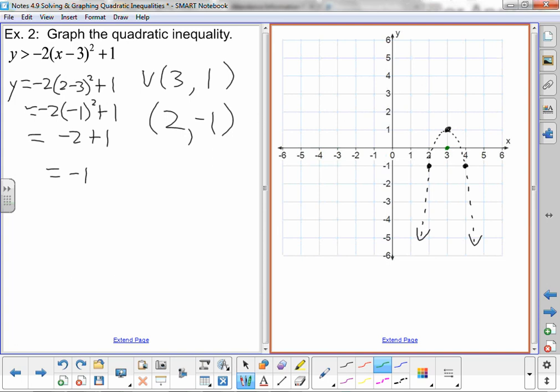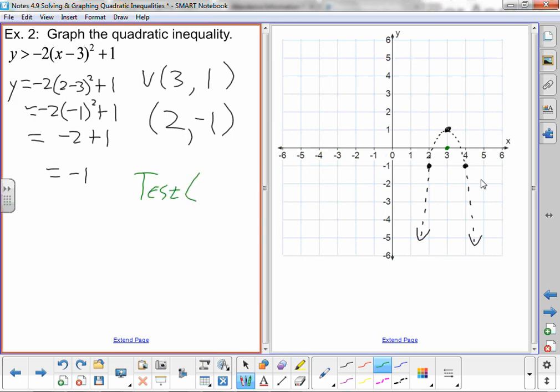So plugging that in, I'm going to test the point 3, 0. You'll end up with 0 is greater than negative 2 times (3 minus 3) squared plus 1. I pick that because 3 minus 3 is a 0. 0 squared is a 0, times negative 2 is a 0, so you get 0 is greater than 1. So is 0 greater than 1? No, it is not.